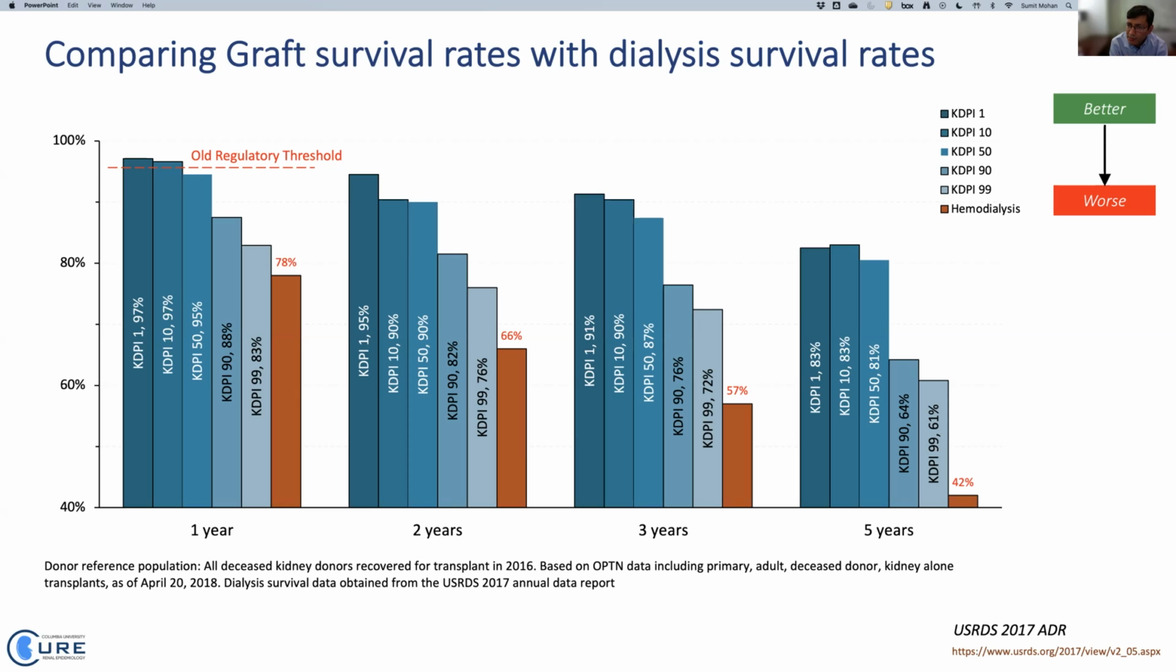And 61% may not seem like a great number. It seems like it's just over half, or about 2/3 of these kidneys are working. But remember, KDPI 99 are the scraping of the barrel, right? The lowest of the low quality kidneys that are being procured in the United States. But it represents a 20% advantage in absolute terms over patient survival. So only 42% of patients who remain on dialysis are still alive at 5 years. So while it might not reflect a good outcome, it is a dramatically better outcome than not getting any kidney.